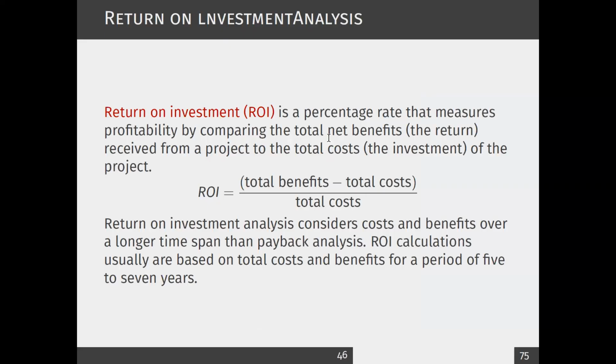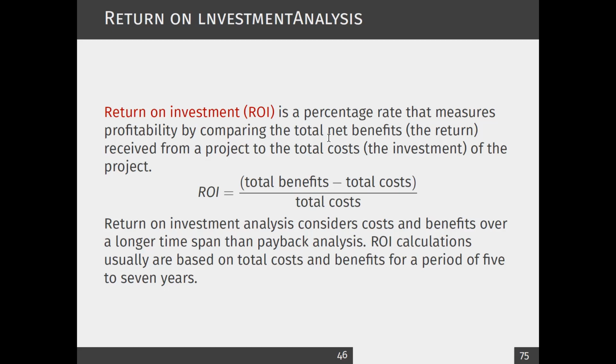Right, now let's move on to the second one. The second financial tool we call return on investment. In short, we say ROI, which is a percentage rate. What you do is you consider the total benefits, you subtract the total cost, and then you will get the total cost. Right? So when you talk about the ROI, it will talk about the costs and benefits for a longer period of time.